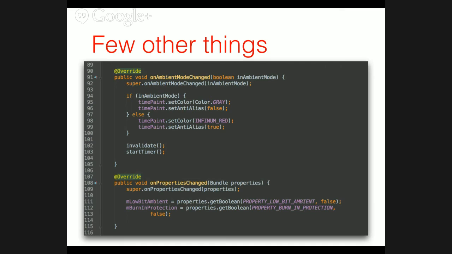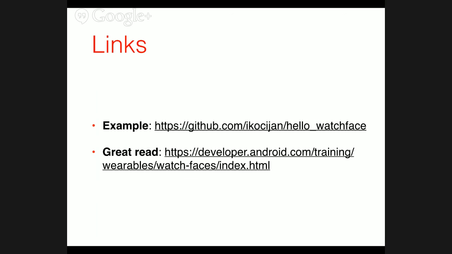But just a few other things before we wrap this up. Handle ambient mode changes, watch for that, and watch for properties changes. Just be careful with that. And that's about it. There's an example. All this code, you wouldn't believe, but it's 200 lines of code for this watch face. It's nothing. It's really nothing to draw all that.